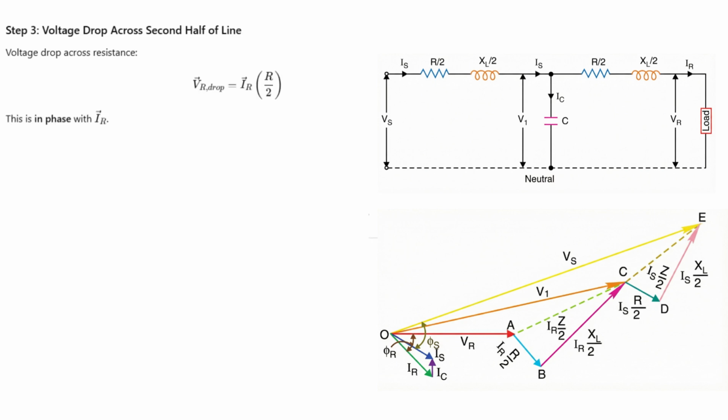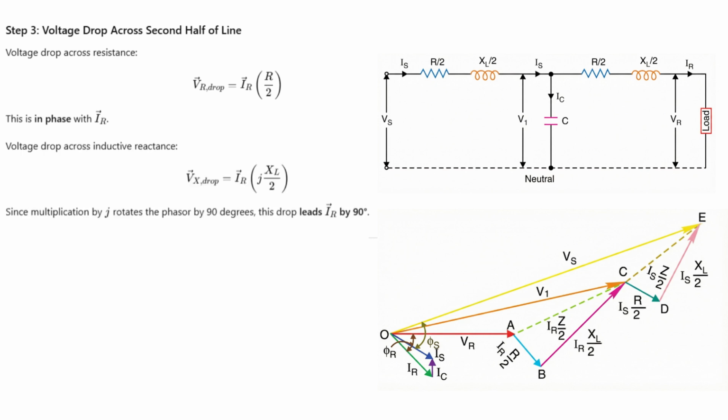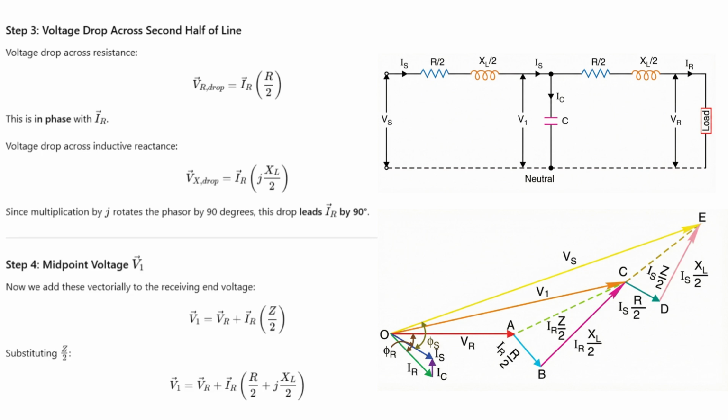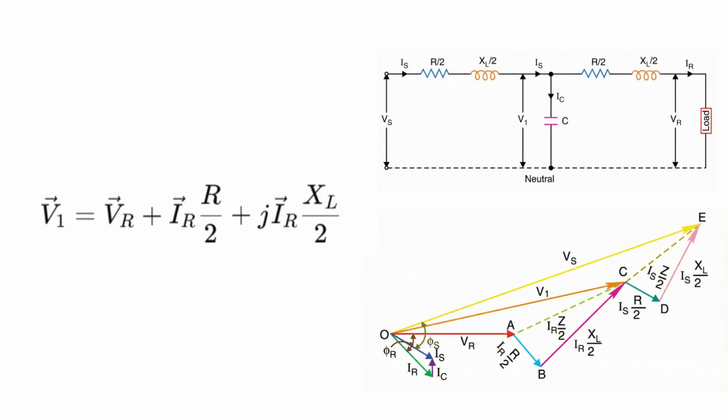The voltage drop across resistance is IR multiplied by R by 2. This drop is in phase with IR. The voltage drop across inductive reactance is IR multiplied by XL by 2. This drop leads IR by 90 degrees. So if you add IR times R by 2 vectorially to VR and then add IR times XL by 2 in quadrature, you reach the midpoint voltage V1. So we can say V1 equals VR plus IR multiplied by Z divided by 2. And Z divided by 2 equals R by 2 plus jXL by 2. So V1 equals VR plus IR multiplied by (R by 2 plus jXL by 2).